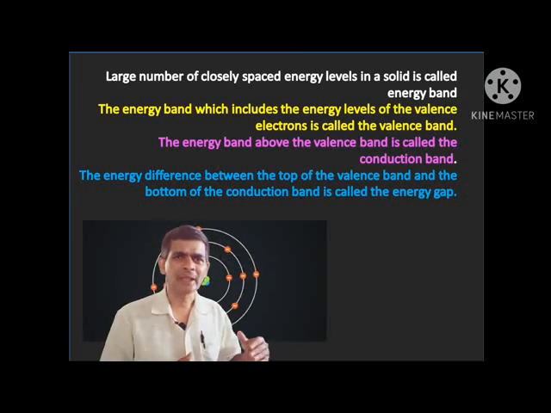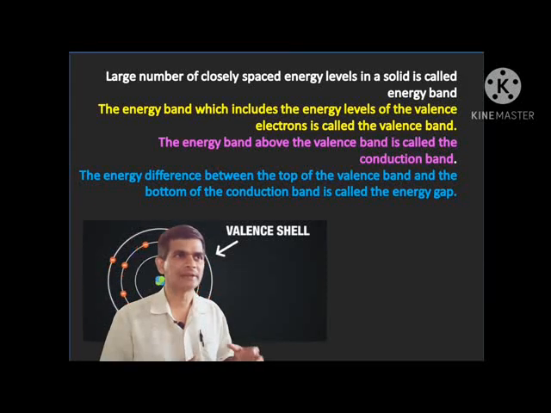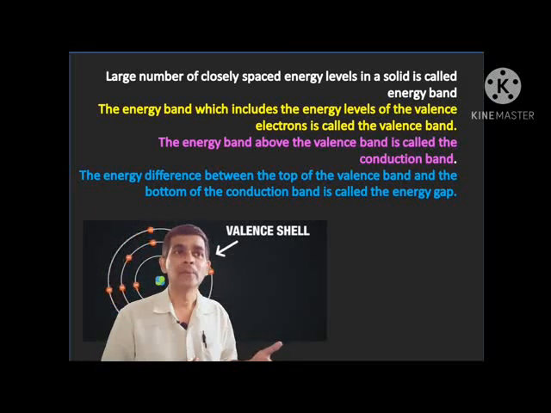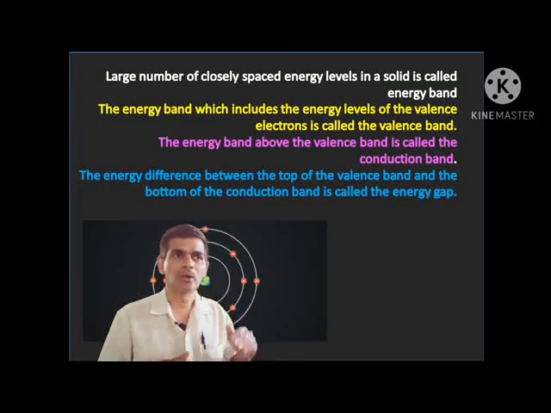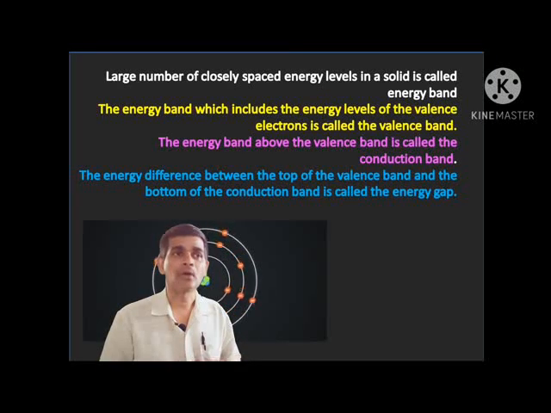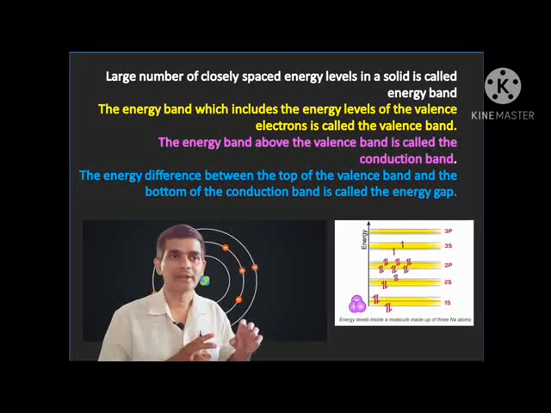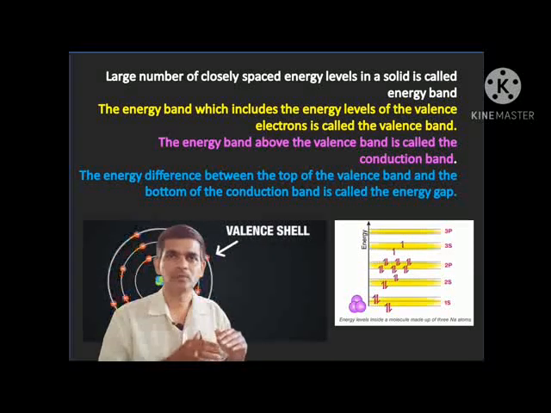And what band is present above this valence band? That is called the conduction band. The energy band above the valence band is called the conduction band. Then the energy difference between the top of the valence band and the bottom of the conduction band is called the energy gap or forbidden gap.